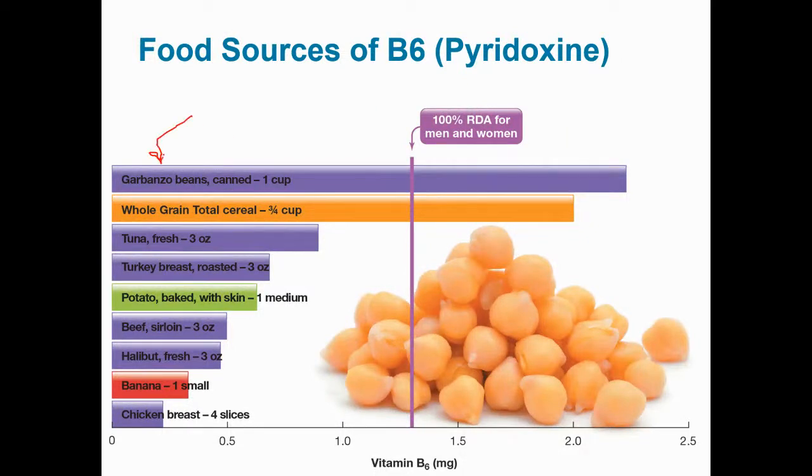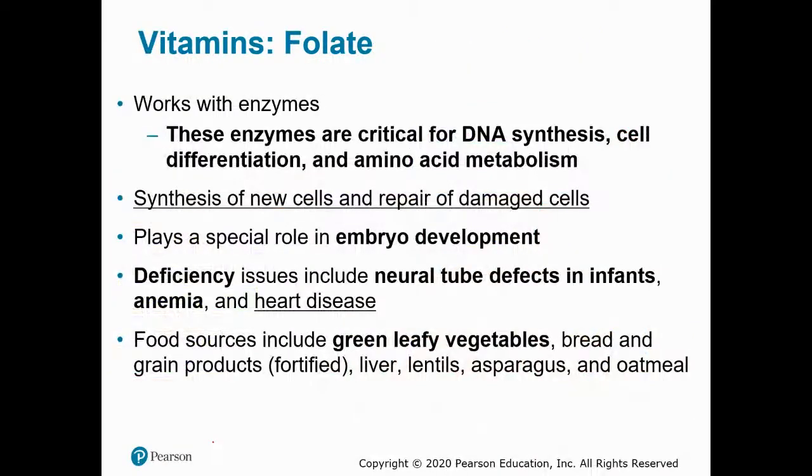So garbanzo beans, kind of new on the scene here, are a great source of vitamin B6. One cup is going to greatly exceed the RDA for males and females. Again, whole grains are going to be a great source as well. As I said, potato and other starchy vegetables are going to provide some. And you'll see meat, fish, and poultry are going to provide a little bit as well.